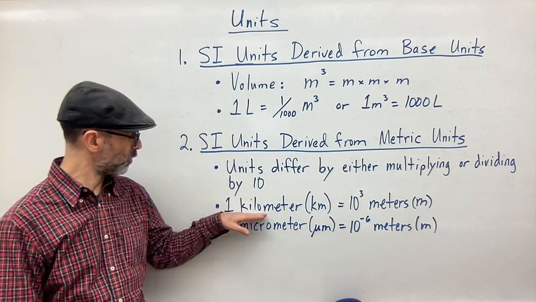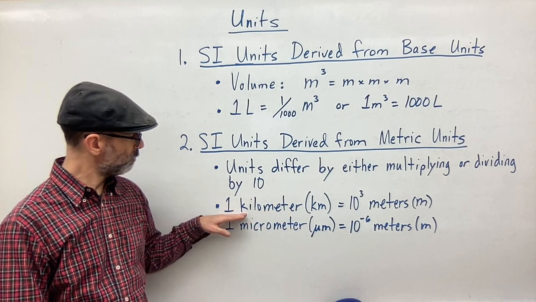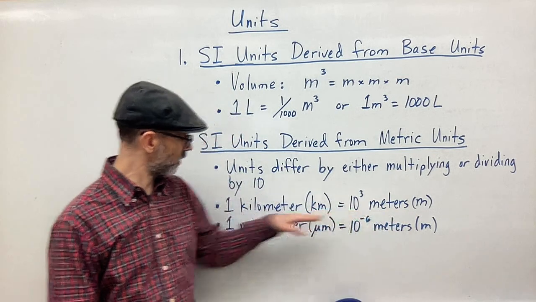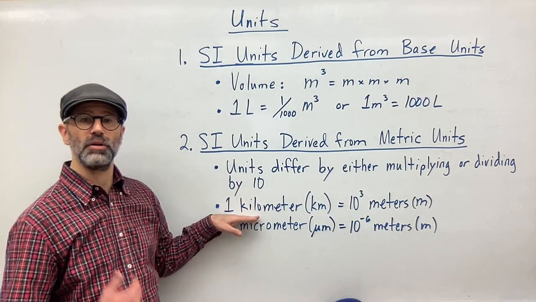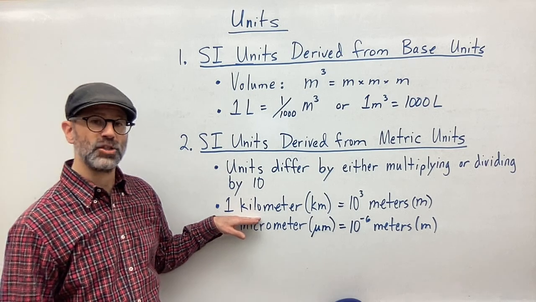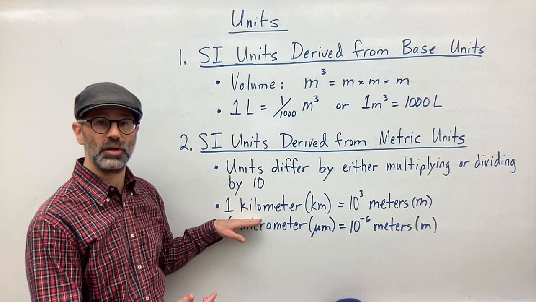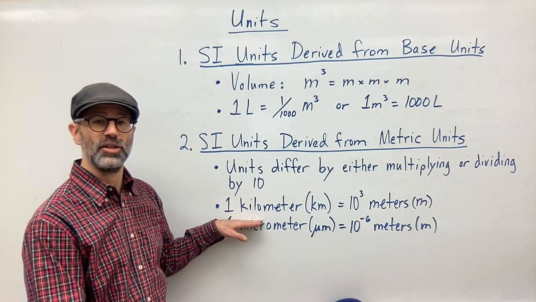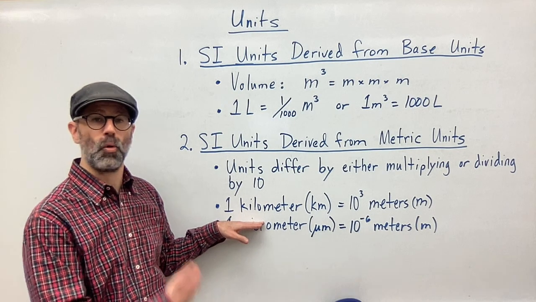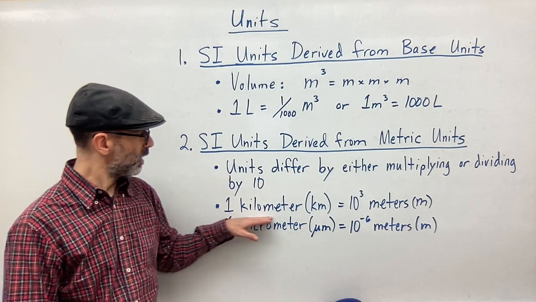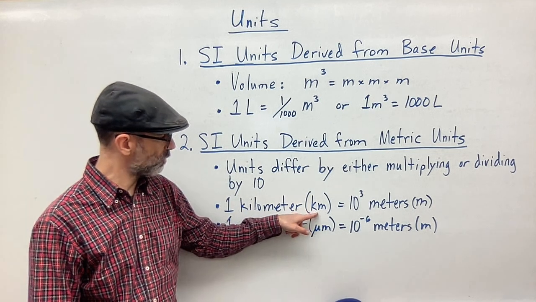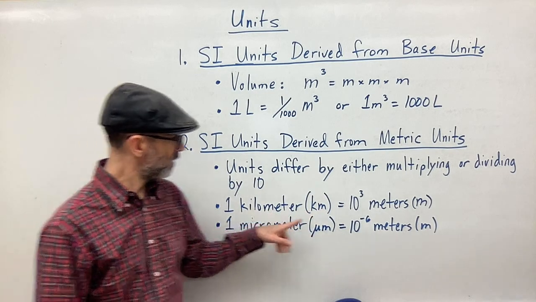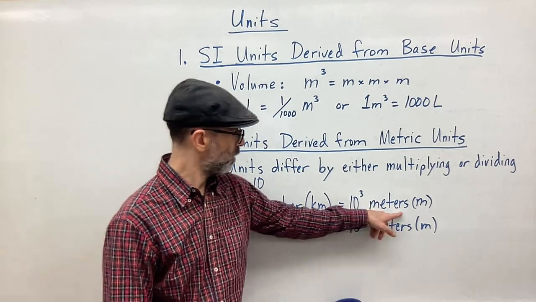In this case, for example, kilometer refers to the fact that you are multiplying your base unit by 1,000, and that's what kilo means. Kilo is referring to the factor of 1,000. Anytime you see a unit with kilo in front of it, you know that unit has been multiplied by a factor of 10 to the third. So it's been multiplied by 10 3 times, or 1,000. So 1 kilometer, km. K is the abbreviation for kilo. M is the abbreviation for meter. So if you have 1 kilometer, that's going to be equal to 1,000 meters.